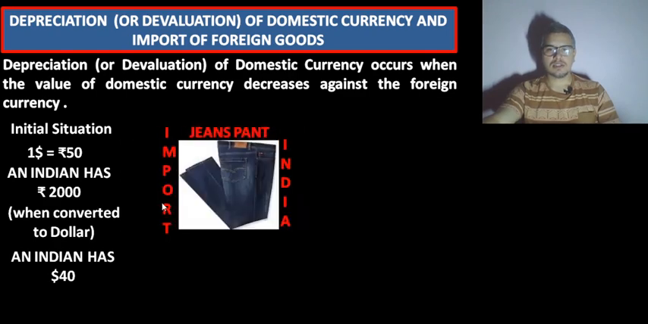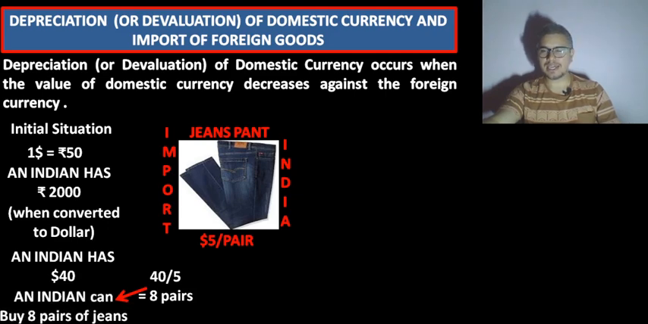Now let's say Indians are importing jeans pants from USA, and the rate of jeans pants is $5 per pair. That is, one jeans pant costs $5 for the Indians to import. Now if that particular Indian spends his entire money, that is $40, in purchasing jeans pants from USA, then he can purchase 8 pairs of jeans, that is 40 divided by the price 5. So an Indian can buy 8 pairs of jeans from USA at this exchange rate and at this price level.